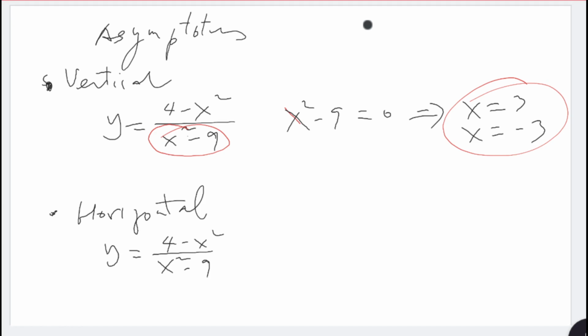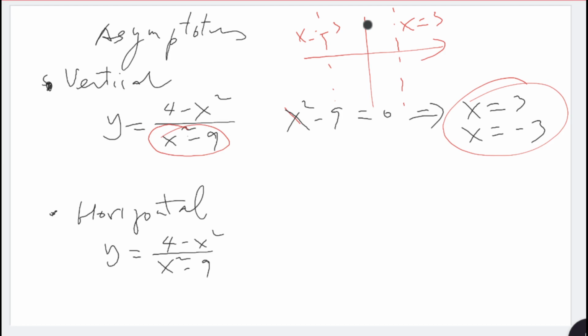x equal to 3 is not just a value, rather it's a vertical line, x equal to 3. So in the coordinate system, it'd be this line through 3. Of course, there's another one, x equal to -3. When we sketch the graph, we'll make sure the graph approaches those 2 lines. That's what an asymptote shows.